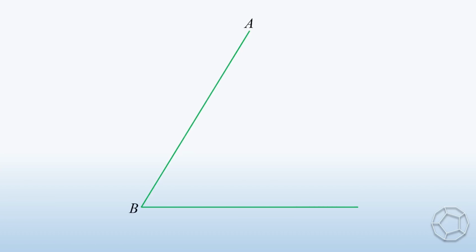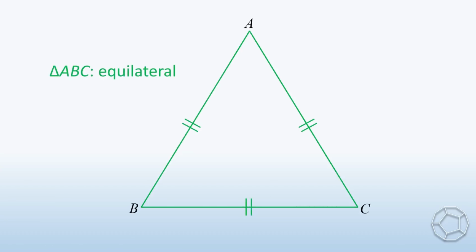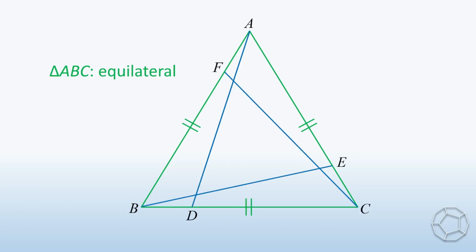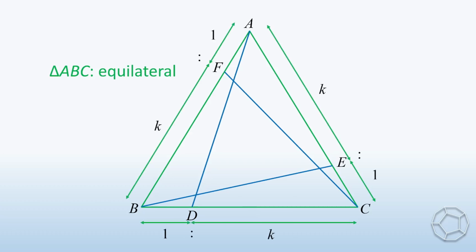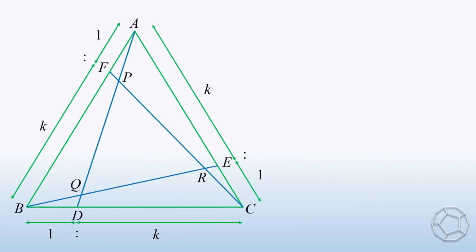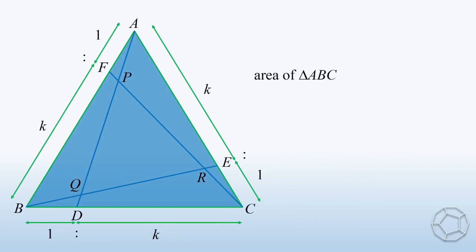Triangle ABC is an equilateral triangle. Construct three blue sides AD, BE, and CF so that they cut the sides of the triangle in the same ratio 1 to k. Name the three intersection points as P, Q, and R. If the area of triangle ABC is double the area of triangle PQR, find the values of k.